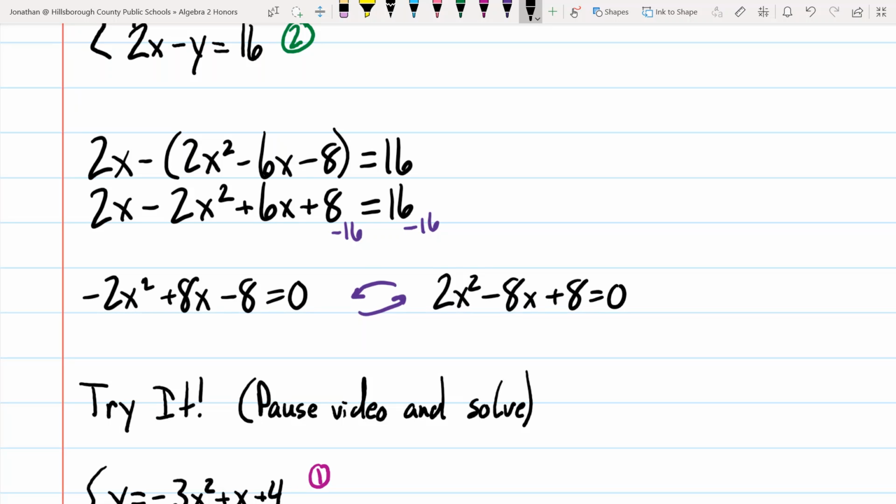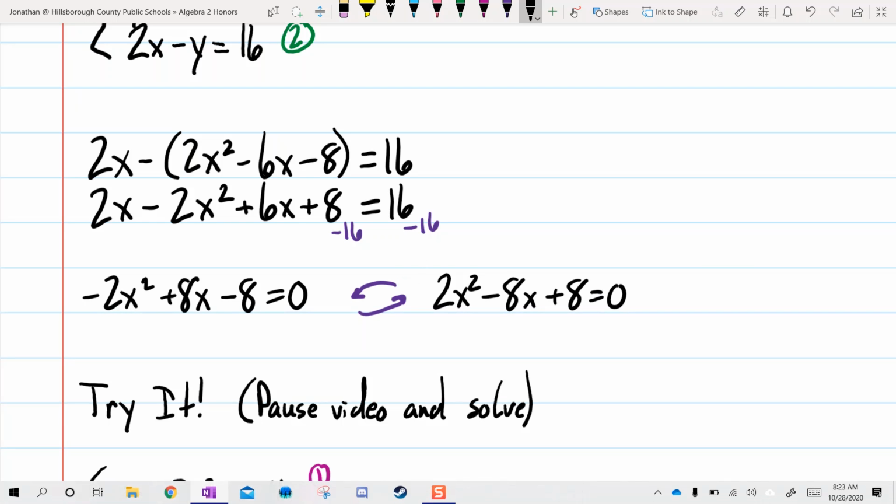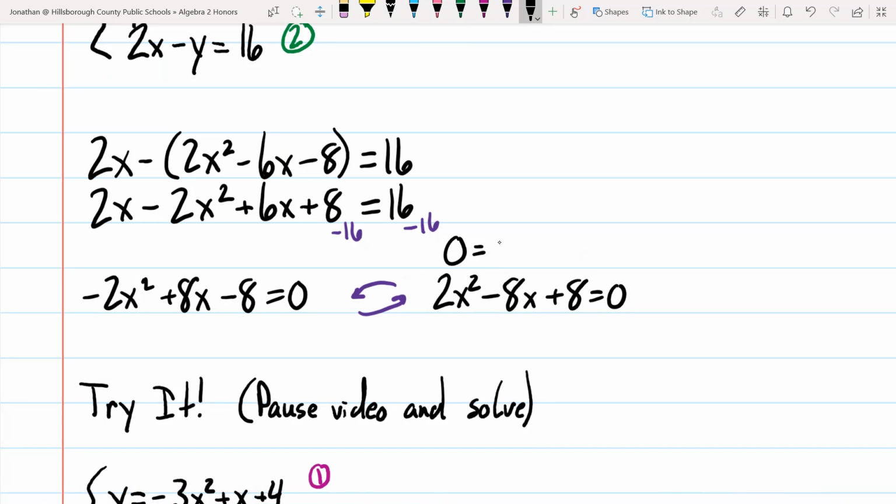Okay, so again, I don't like having a negative x squared, so I just moved everything to the other side of the equal sign and then switched it back. So technically, at first, it looked like this. All I did was just put the 0 over here. Everything's still equal to 0. You can manipulate equations however you want to.